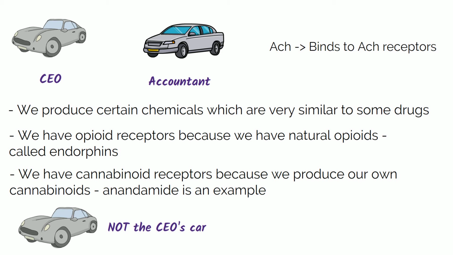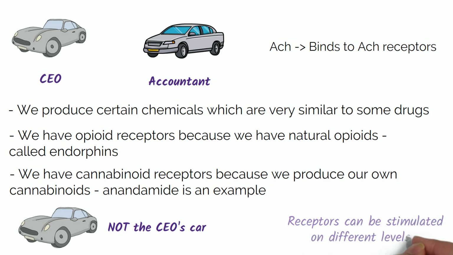But there is a difference between the reaction we get when we take drugs compared to when we produce drugs. And that is because those receptors can be stimulated on different levels. So the receptors we have for endorphins are the same ones that heroin binds to. But heroin stimulates these receptors a lot more than endorphins do, which is why your body reacts on different levels.